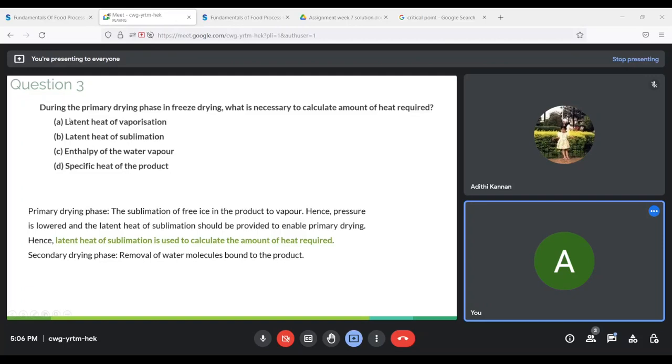in freeze drying. Latent heat of vaporization is involved in the evaporation process, where you are dealing with liquid water to vapor phase. And enthalpy of water vapor and specific heat of the product are also involved when you're dealing with sensible heat and evaporation. In the case of freeze drying, you already make sure that your product is completely frozen for faster freezing processes, and hence you do not require specific heat of product and enthalpy of the water vapor much. So the answer to this question is option B. I hope this is clear.